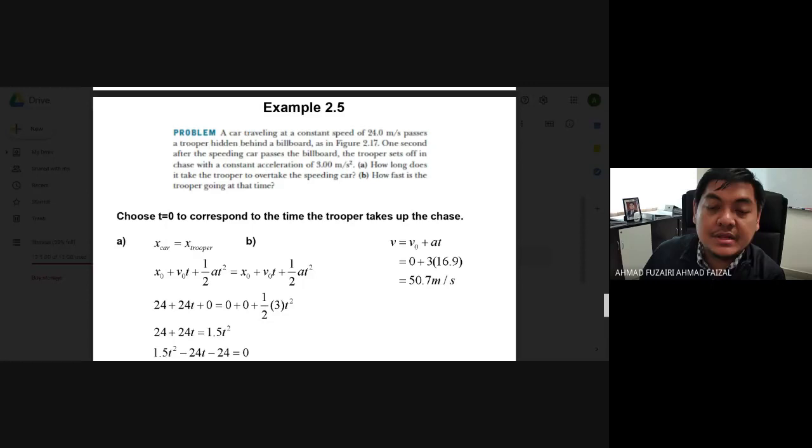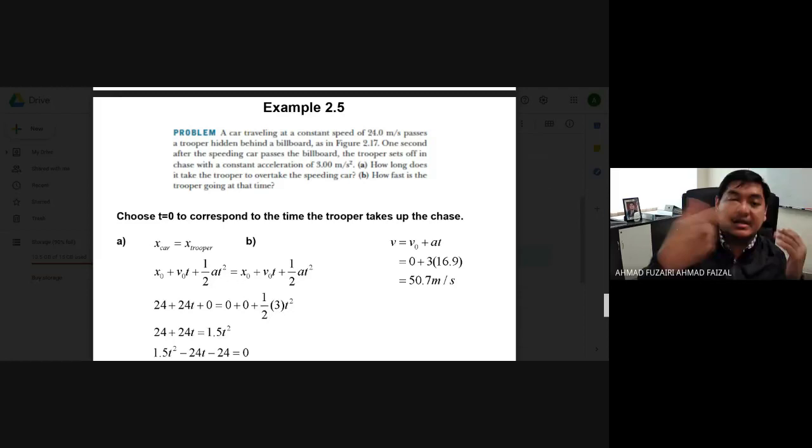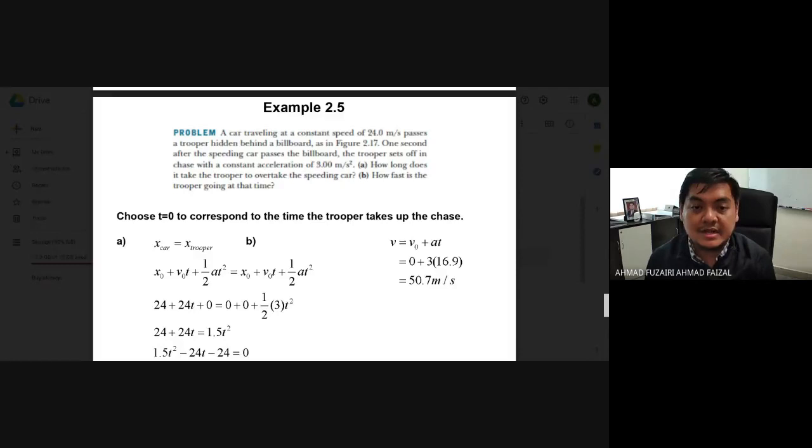1 second after the speeding car passes the billboard, the trooper sets off in chase with a constant acceleration. 1 second after, meaning that after 1 second, then the trooper begins to chase the car. After one second, only then does he think to chase the car. Before that, not yet. Only after 1 second does the trooper decide to chase. Okay, so that's why we put 24.